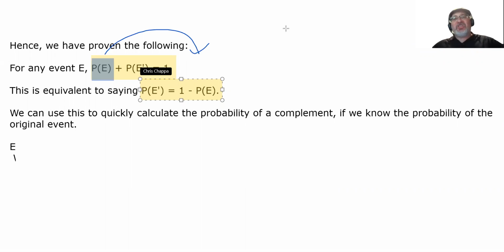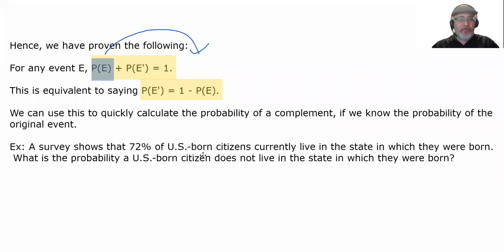If I said there was a 60% chance of rain tomorrow, what is the percent chance that it won't rain? 60% chance that it will rain, which means 40% chance that it won't rain, 100% minus 60%. Your brain already knows the second thing that I've highlighted, that if you know the probability of something happening, I can easily calculate the probability of it not happening. So let's take a look at an example.